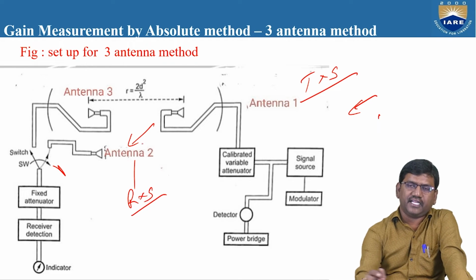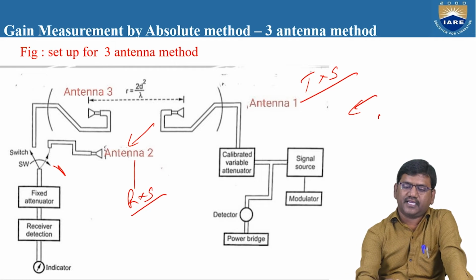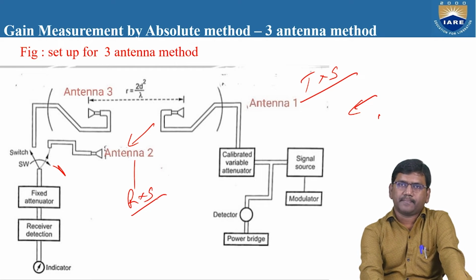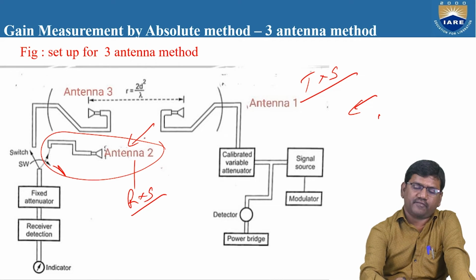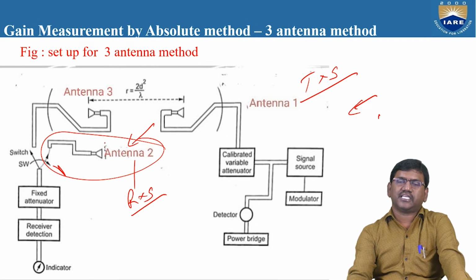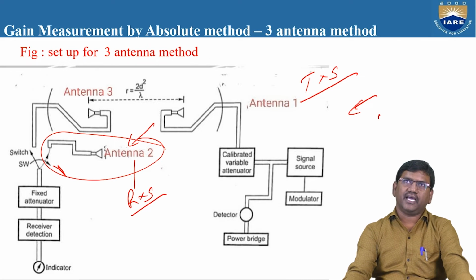Now this standard antenna, antenna 2, is aimed towards antenna 1 to receive a large amount of signal. Whatever amount of power is received and captured by antenna 2 has to be noted and recorded.